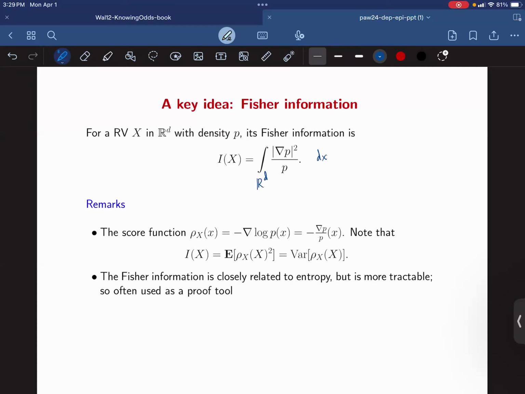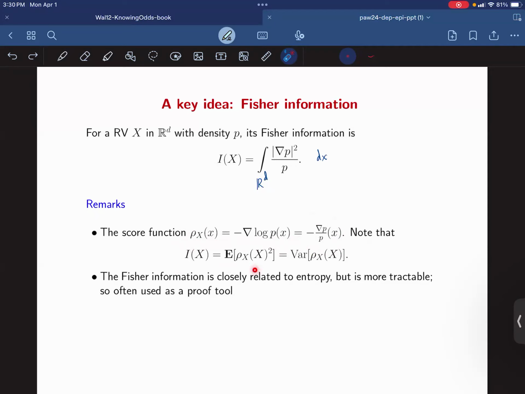And often this definition is written in two steps, right? In step one, we define the score function. The score function of this random variable X is the function which is just minus the gradient of the logarithm of the density, or equivalently, minus the gradient of the density divided by the density. And then it's trivial to observe that this Fisher information is just the expected square of the score function, evaluated at the random variable X itself.